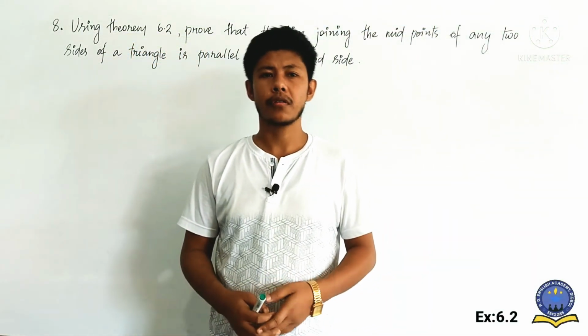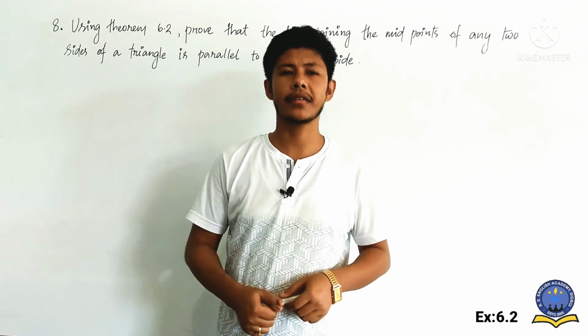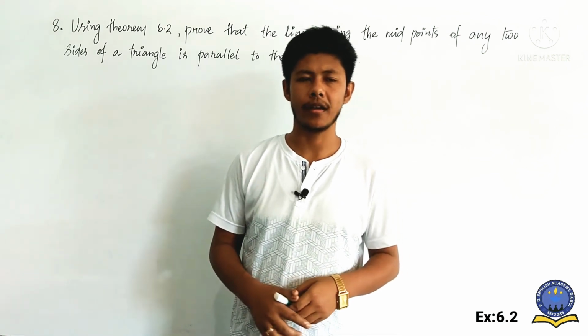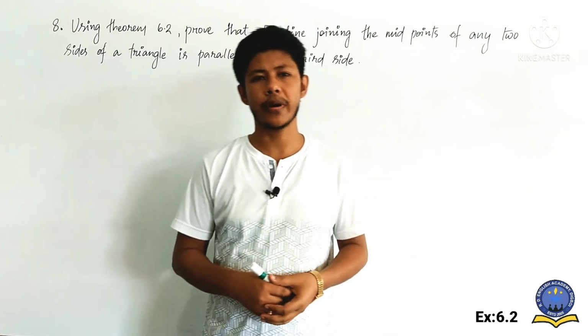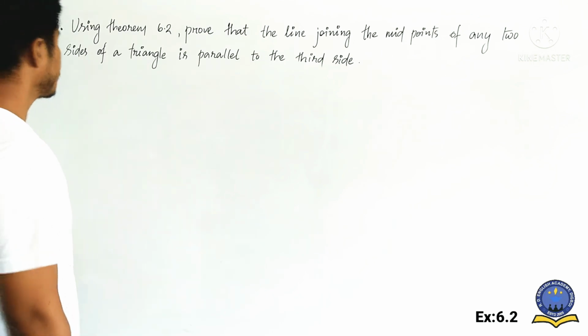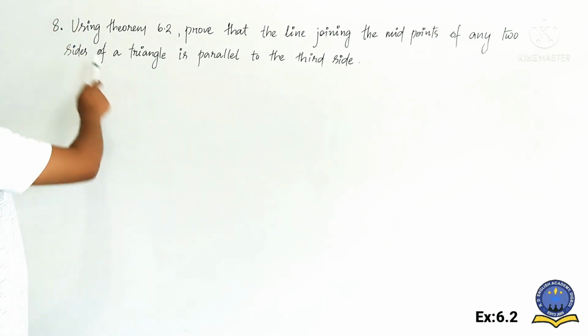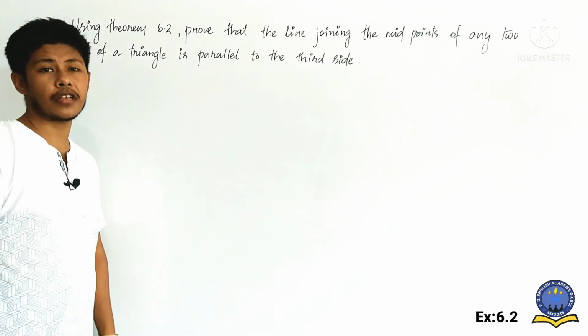Good morning, students. I hope all of you understood the last question, number 7 from exercise 6.2, chapter Triangles, isn't it? Today we discuss the next one, question number 8. If you see, the question says to use theorem 6.2. That means the converse of Thales theorem.